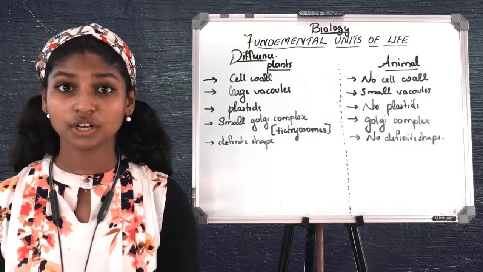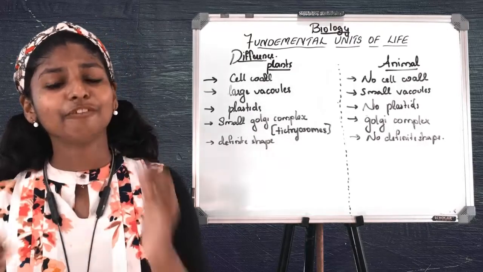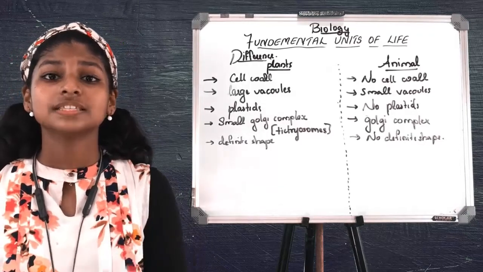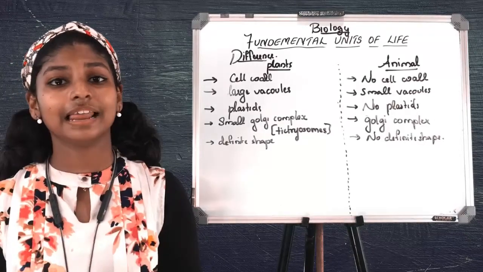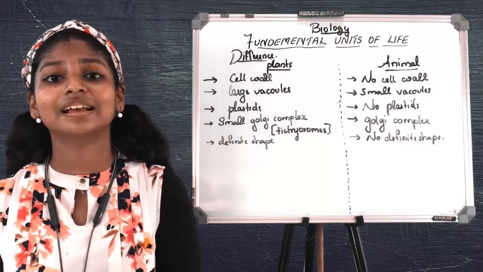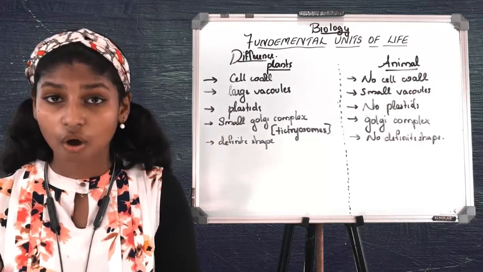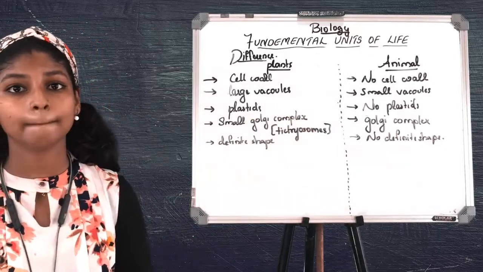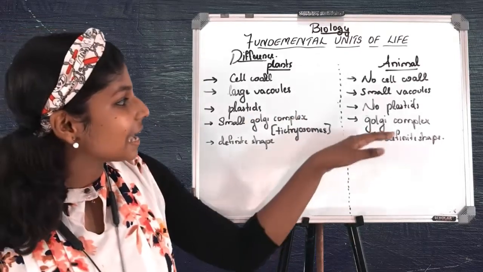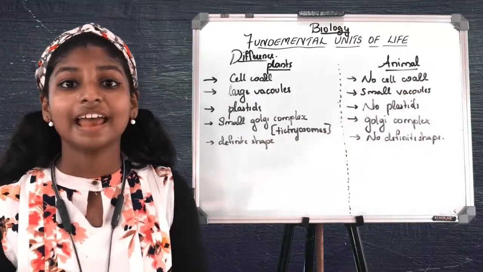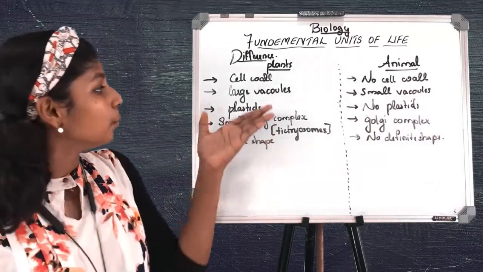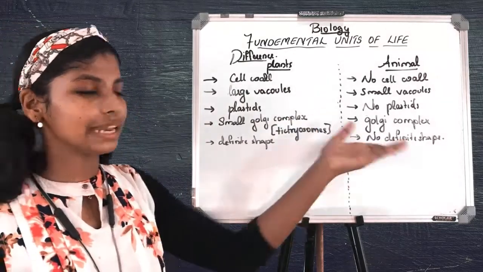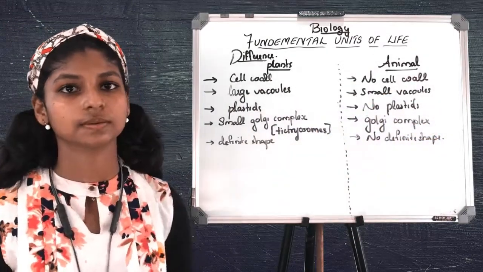So, why do they have a cell wall? They have a cell wall to survive in different conditions, in hot climatic conditions, then cold climatic conditions, or hot spring season and so on. So they are given the cell wall to survive, and the animal cells do not have a cell wall. Moving on to the second one, plant cells have large vacuoles and animals have small vacuoles.